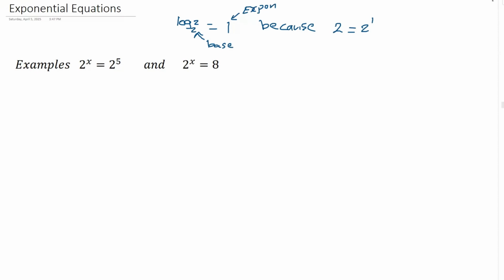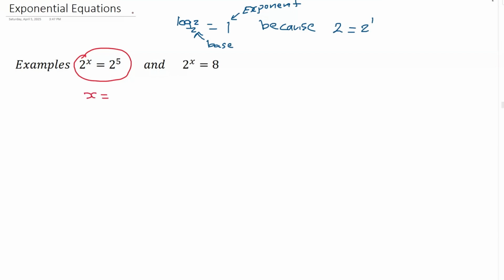But we're not going to use this idea of log to solve this. We're going to use one strict rule, and the rule we're going to use to solve this is this one. If, for example, here we have this equation, let's think about this for a second. If 2 to the x is equal to 2 to the 5th, they must be equal. So x could only be 5, right?